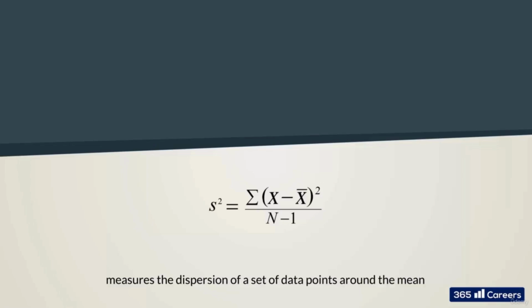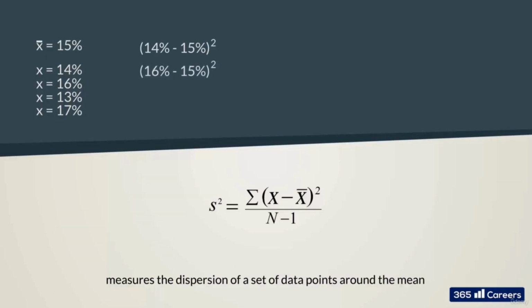The mean of the 4 data points is 15%, right? Great. Let's calculate the dispersion of each of the 4 points from the mean and elevate to the second degree. We'll have 14% minus 15% to the second degree, 16% minus 15% to the second degree, 13% minus 15% to the second degree, and 17% minus 15% to the second degree. These are the 4 dispersions from the mean elevated to the second degree.